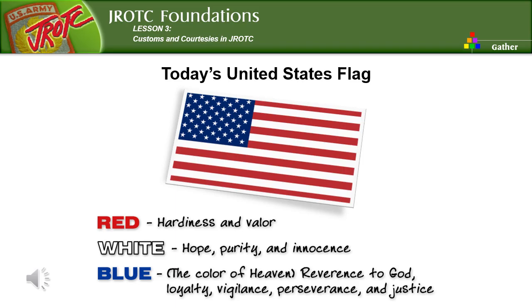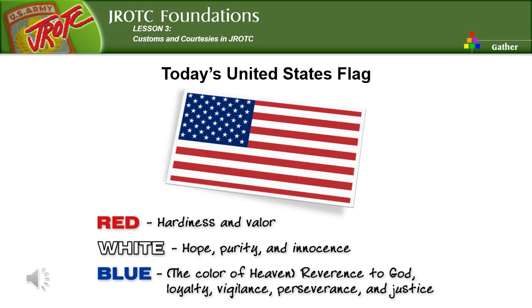Today our flag has 50 stars and 13 stripes. There is no fixed order for numbering the stars on the flag, nor are the stars assigned to particular states. The stars represent the states collectively, not individually. The colors used in the flag are red for hardiness and valor, white for hope, purity, and innocence, and blue, the color of heaven, for reverence to God, loyalty, vigilance, perseverance, and justice.